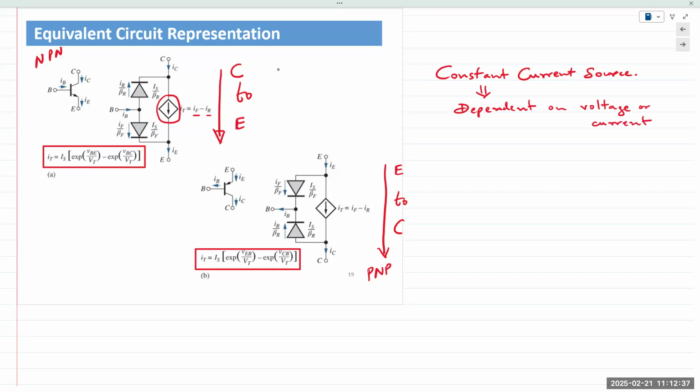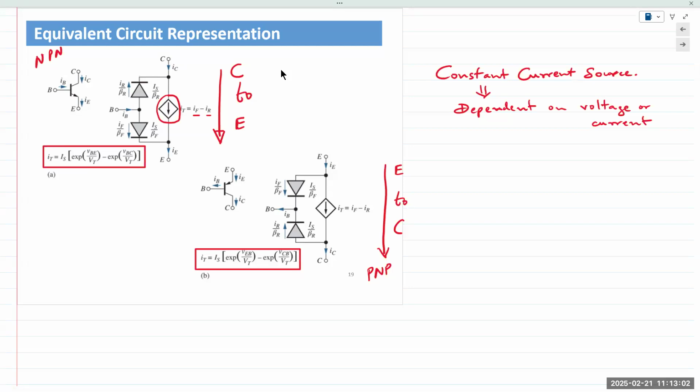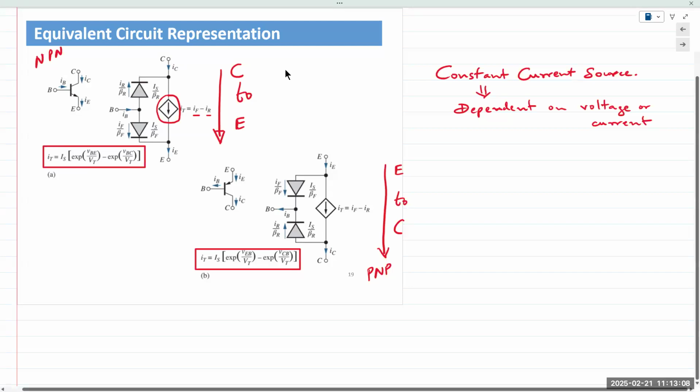On the input side, we could vary the base voltage, the base-emitter voltage, and we can control the current on the output side. Or in other words, we can also control IB, the base current being sent into the BJT, and then control the collector current on the output side. So on the output side, it behaves like a constant current source. It supplies current, and the dependency is on either the voltage or the current on the input side, on the base.